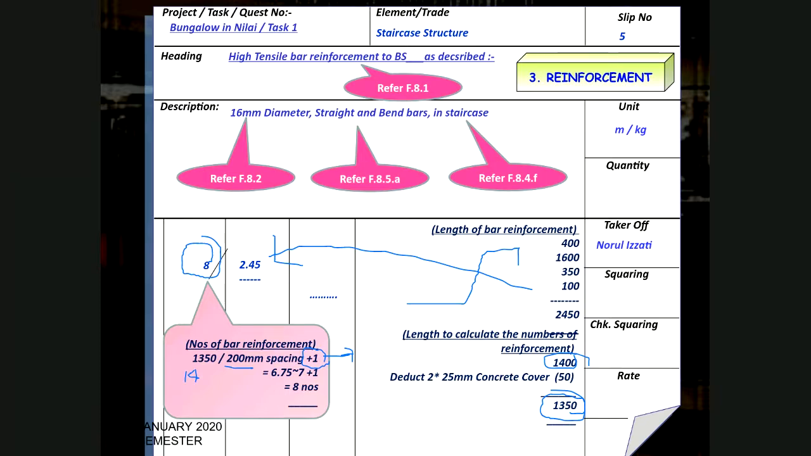Look at this. For example, you get 6.75. Please use this symbol, which is actually a symbol of rounding. 6.75 is equal to 7. Then only you plus 1. Do not do 6.75 plus 1. You have to round first, then plus 1. So this is the correct way of writing. You get 8 bars in the end.